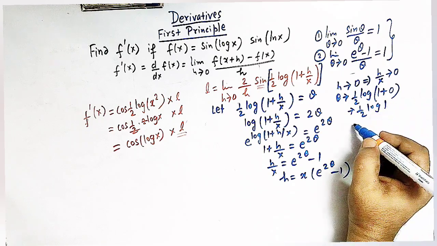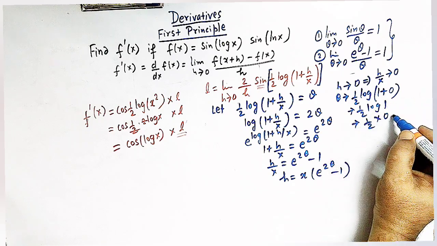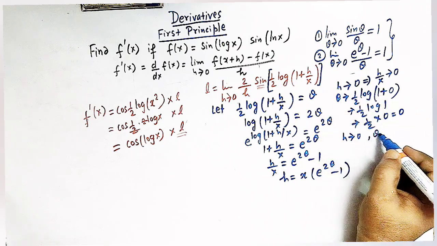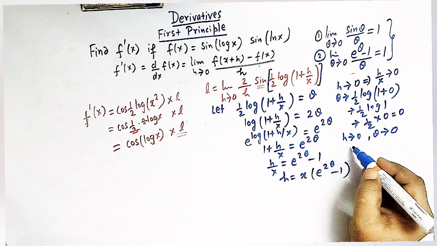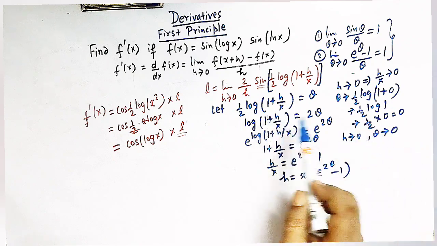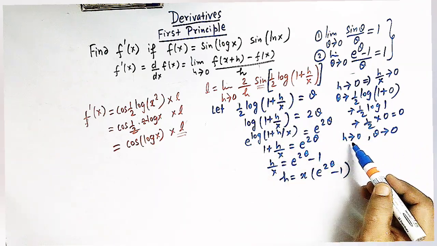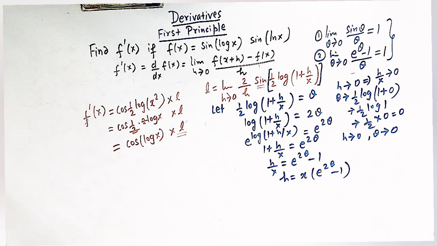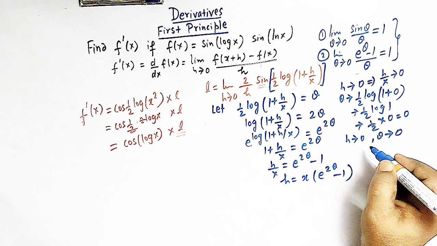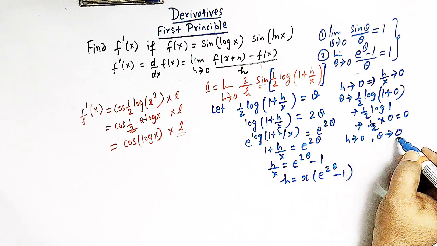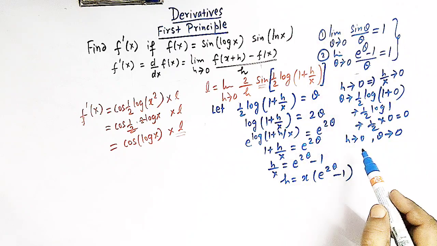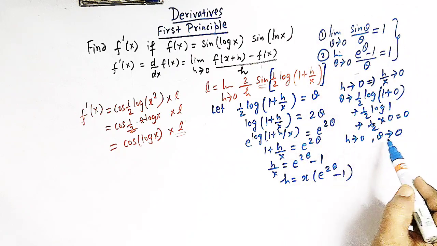and log of 1 is 0. So this is half times 0, that is equal to 0. So we conclude that when h tends to 0, then theta tends to 0. It is quite imperative to establish this result before moving further, that is, when h tends to 0, then theta tends to 0. Because when we establish that h tends to 0 implies theta tends to 0, then only we can utilize these results, right? So we have shown that when h tends to 0, theta tends to 0.